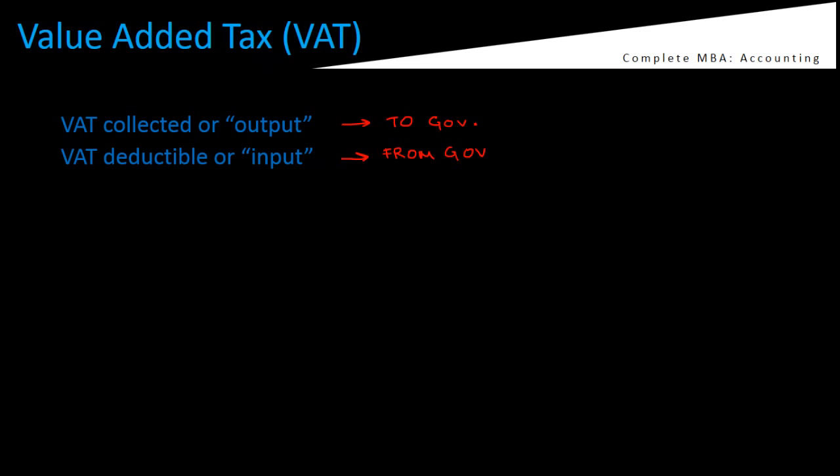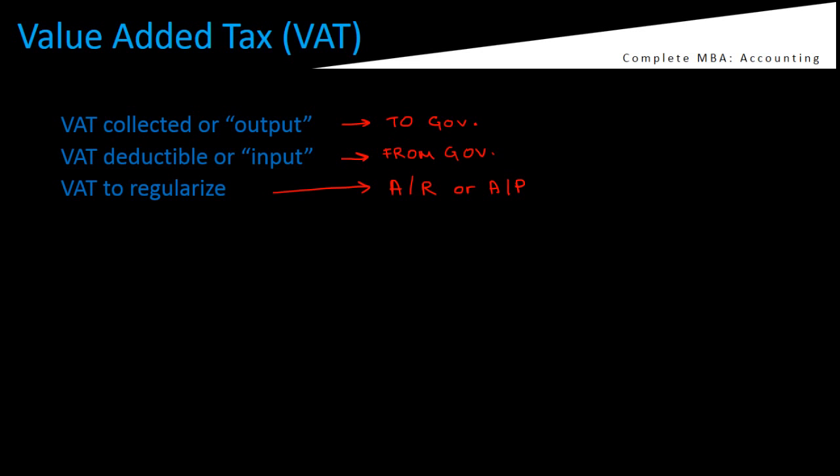And the third one is VAT to regularize. This is a temporary account used when the clients pay on account. This is when the money is going, for example, to accounts receivable or accounts payable.